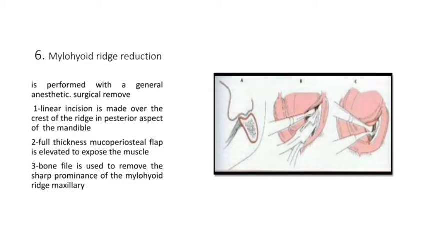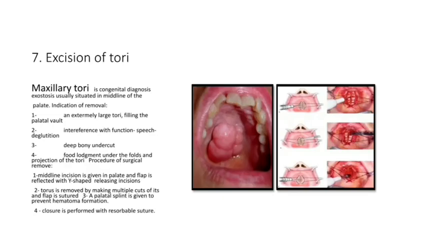Excision of tori. Maxillary tori is a congenital exostosis usually situated in the midline of the palate. Indications of removal: an extremely large tori filling the palatal vault, interference with function, speech, and deglutition, and deep bone undercuts, food lodging under the folds and projections of the tori.